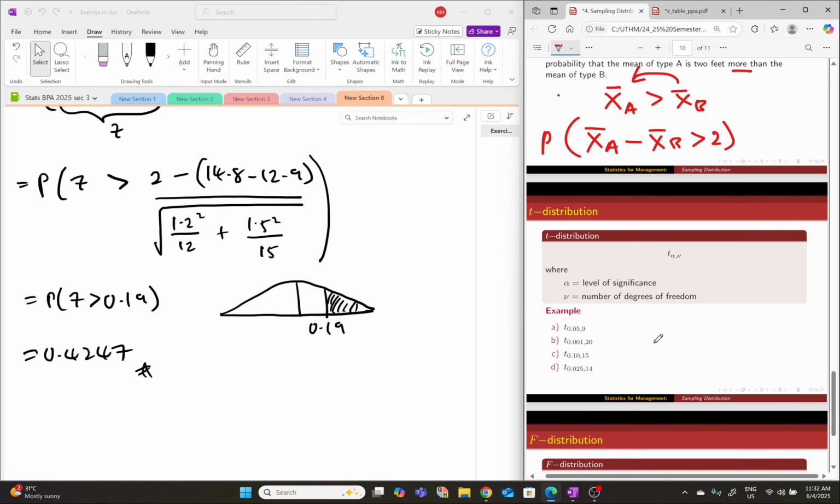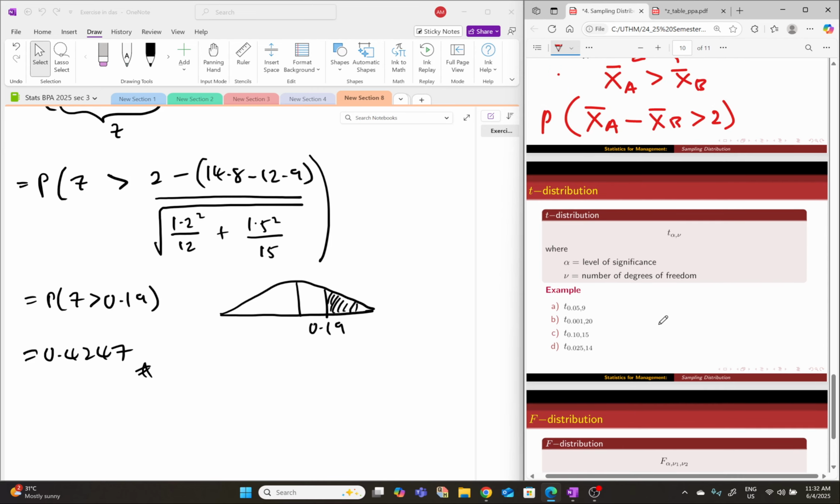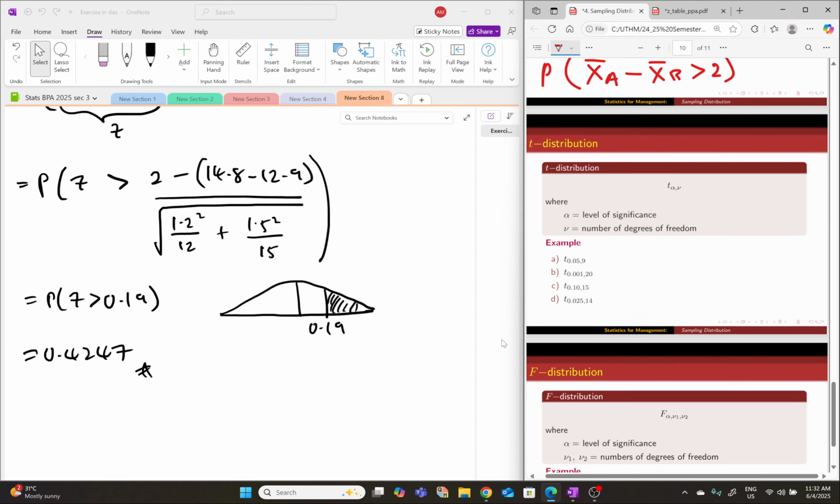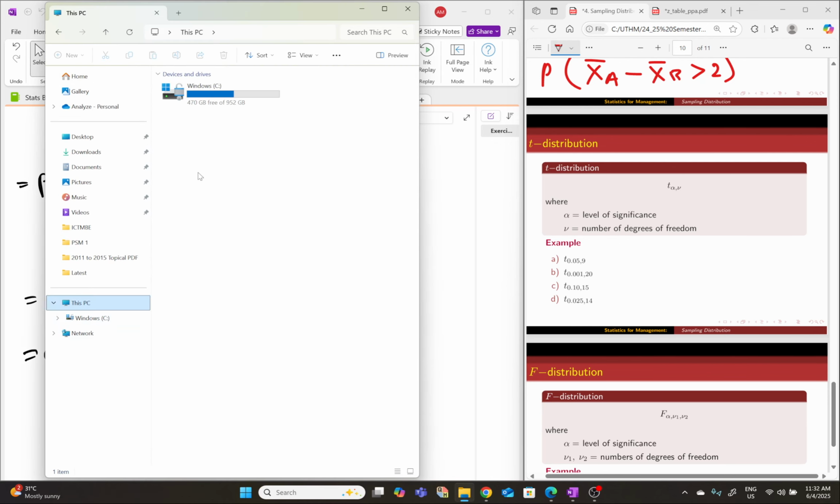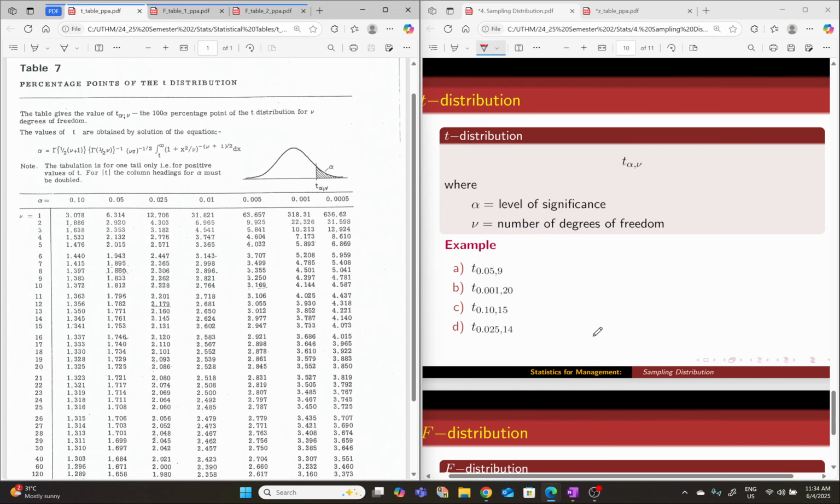Okay. So now we were going to go through this. This is nothing to do with the exercises for this chapter, just to teach you how to read the T table and F table, because later on we're going to use this. So I've shared with you the T table and F table. Alright, so let us go through this one.